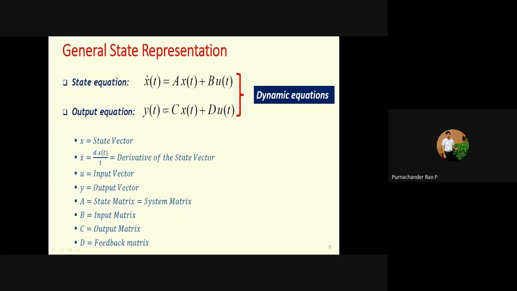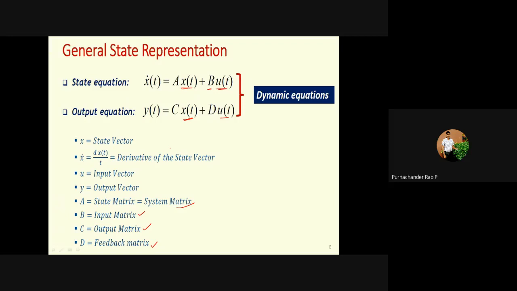Okay, this is a general state space representation of the system, which is given as a state equation and output equation. Okay, the state equation is x dot is equal to Ax of t plus Bu of t. So this is the state variable and this is the input. A is called the state matrix or system matrix. B is known as the input matrix. C is known as the output matrix. D is known as the feedback matrix.